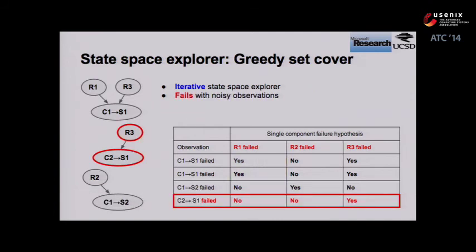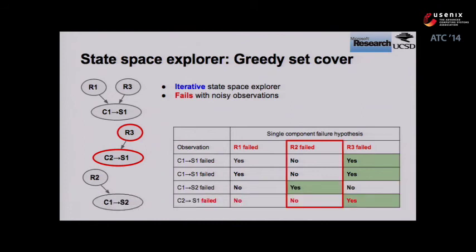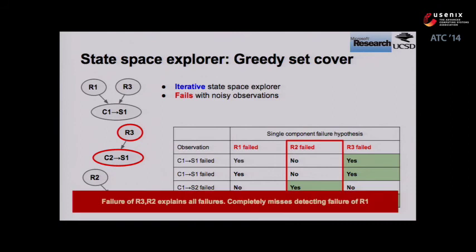Let's introduce some noise. So we introduce noise in one of the observations, and we say, maybe the monitoring engine thinks that the connectivity between client 2 and server 1 has failed. Now things become different. Now the failure of R3 explains all of the 3 of the observations. And so greedy set cover says, I'll select R3 in the first iteration. And then it proceeds to select R2 in the second iteration for explaining the remaining failure observation.